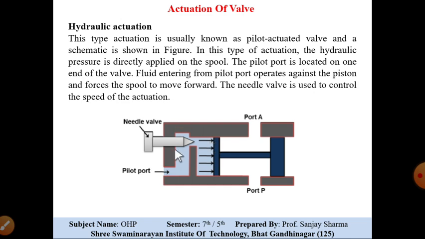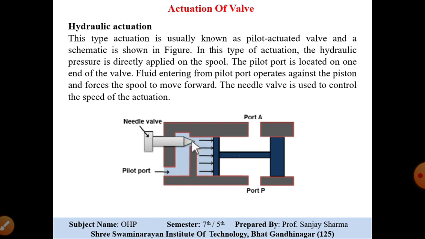Fluid which enters the pilot port operates against the spring and the force to move the piston in the left or rightward direction accordingly. So the needle valve is used to control the speed of actuation. If the needle valve is in the left direction, it means the orifice or the port is open widely, the speed will increase.